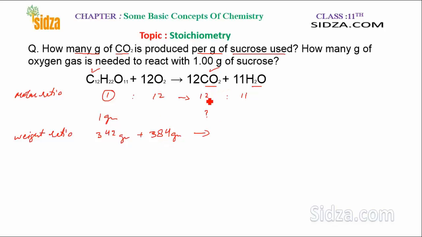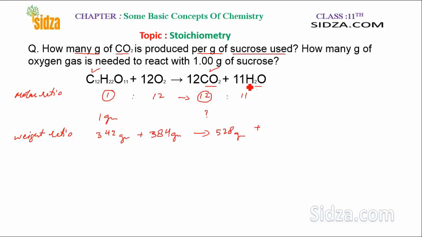And what you get? You get 12 moles of carbon dioxide, right? So 12 moles of carbon dioxide, the weight will be 528. Why? Because 12 times 44. 44 is the molar mass of carbon dioxide. The weight of 1 mole of carbon dioxide is 44. For 12 moles, it will be 12 times 44. That is 528 grams.